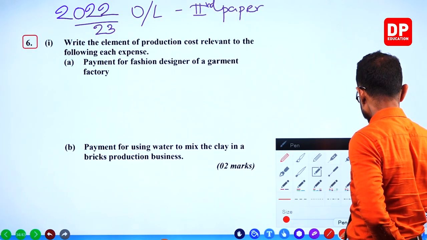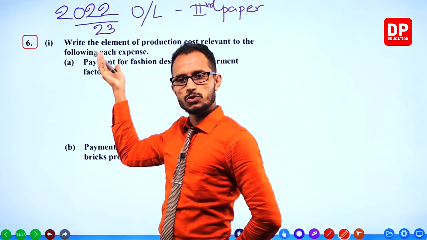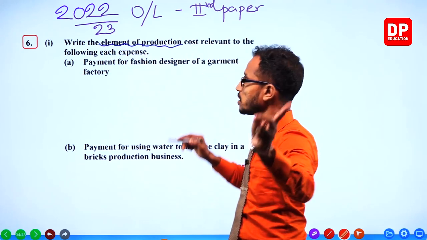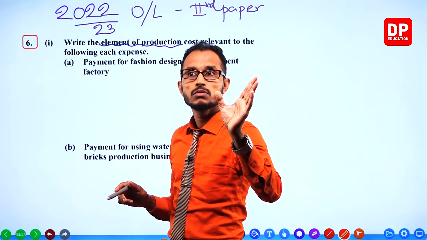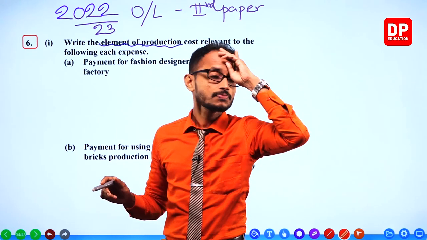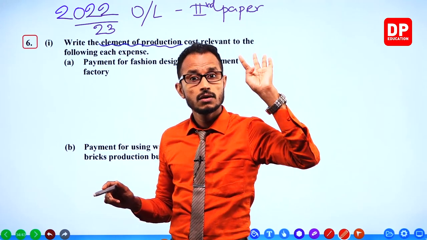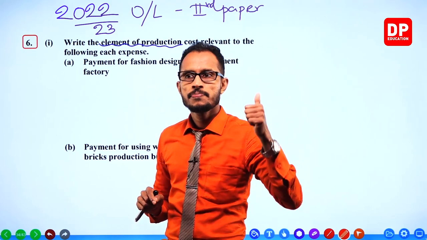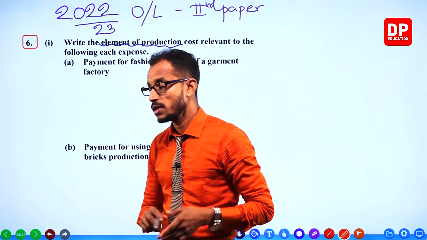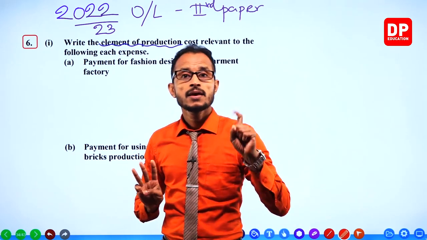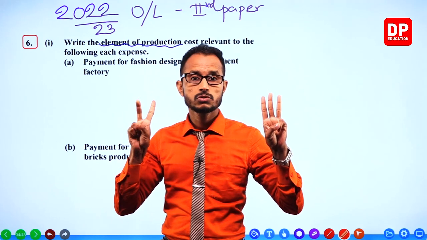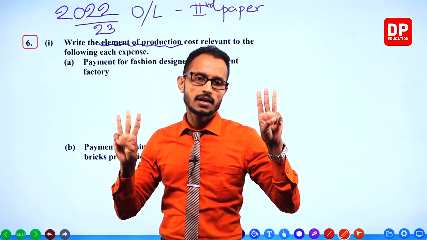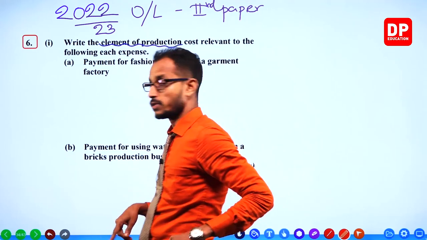Guys, how many elements of production cost should you know by now? How many altogether? Six. You should know six, right? There are three direct costs and three indirect costs. Altogether, six: direct material, direct labor, direct other expenses, indirect material, indirect labor, indirect other expenses.